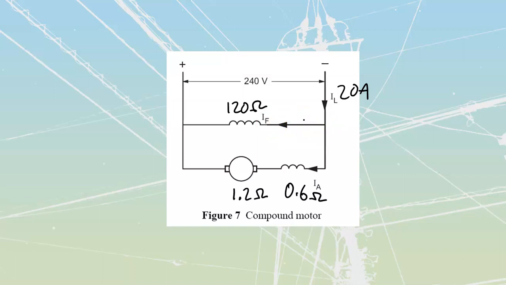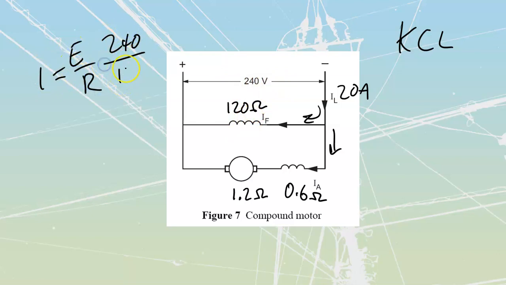All that we need to do is apply KCL, Kirchhoff's current law, to this circuit. I've got 20 amps coming in. I'm going to take some amps off over here, and then send the rest down through here. I see I've got 120 ohms, with 240 volts over top of that. I is equal to E over R. I have 240 volts over 120 ohms for this.